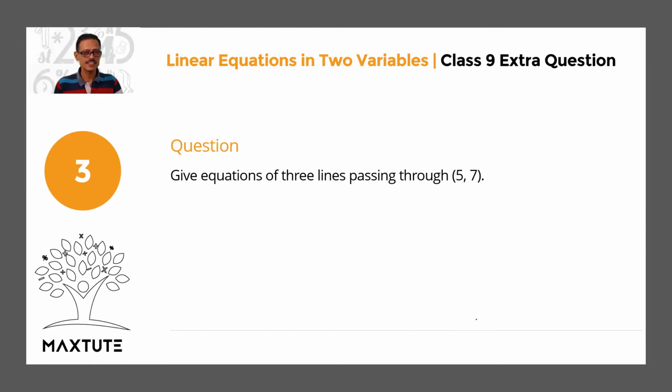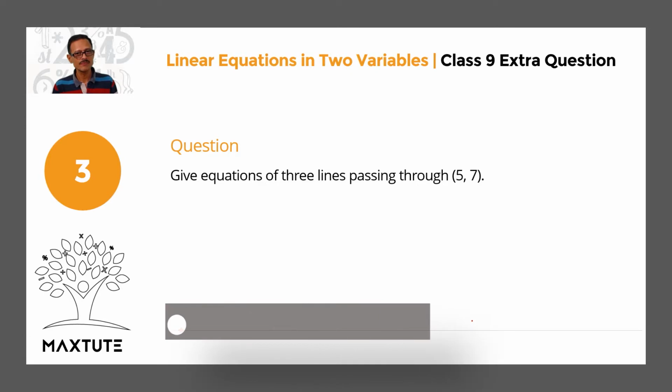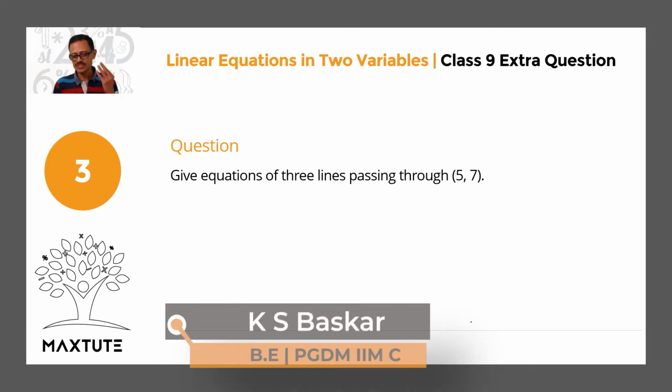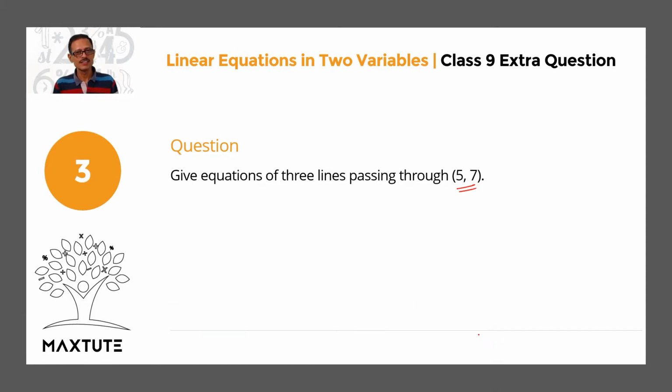CBSE Class 9 Math Extra Practice question. This question is from the chapter Linear Equations in Two Variables. Give equations of three lines passing through 5, 7. Will three lines pass through this point 5, 7? We'll just take a look.